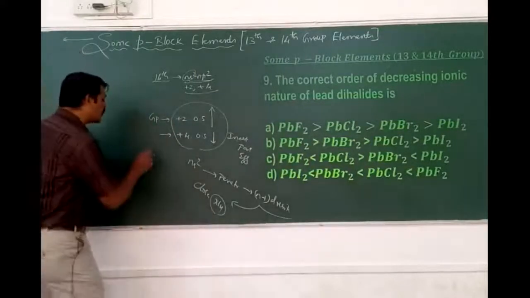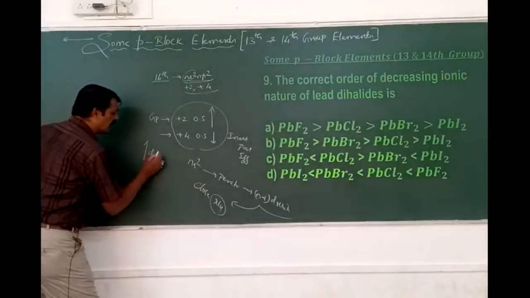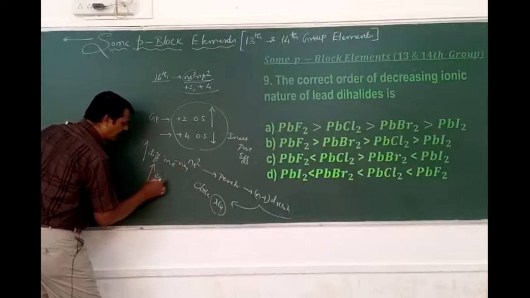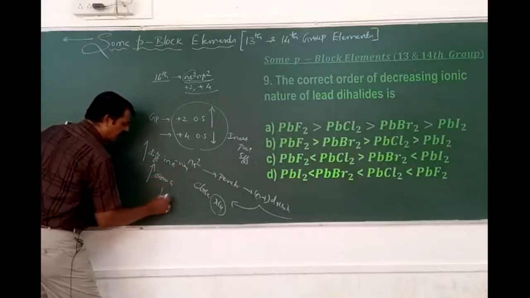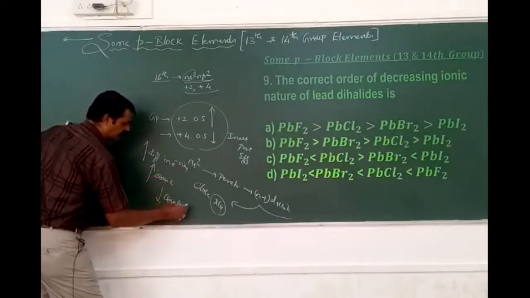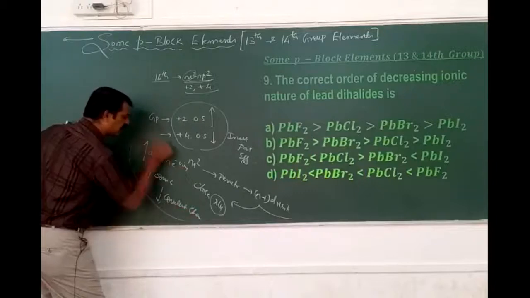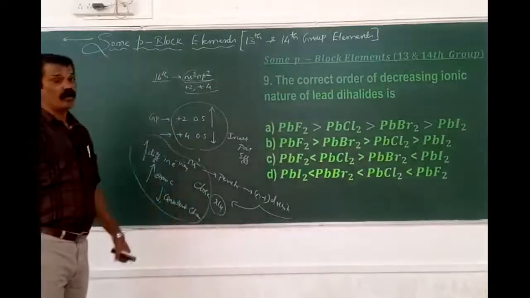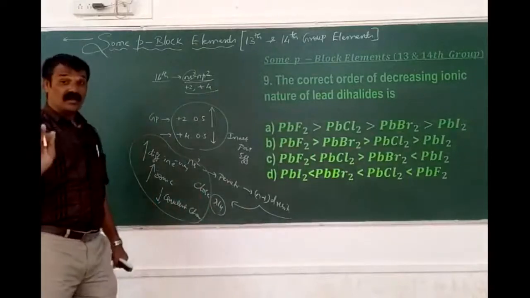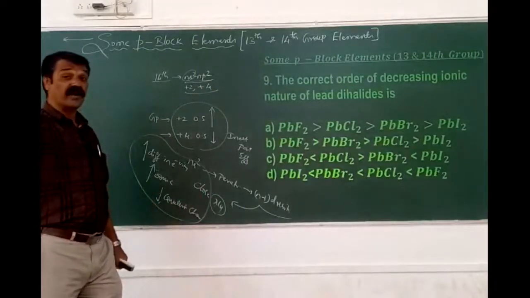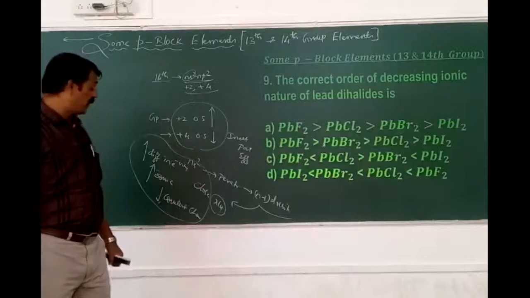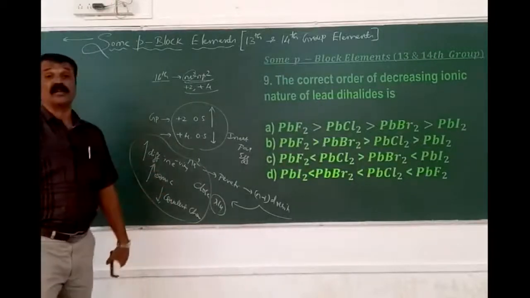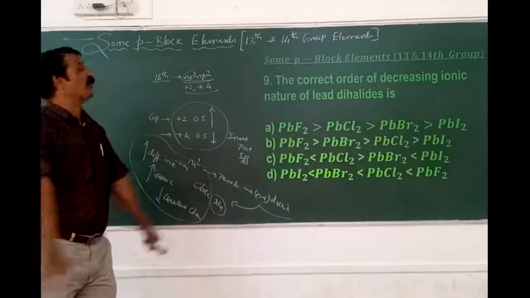Followed by this, we are asking about the ionic nature. Ionic nature means the more the difference in electronegativity, the more is the ionic character, or indirectly the lesser is the covalent character. Indirectly, we can say that it is Fajan's rule in the formation of a covalent bond. Lesser the difference in electronegativity, more is the covalent nature. More the difference in electronegativity means more is the ionic nature.